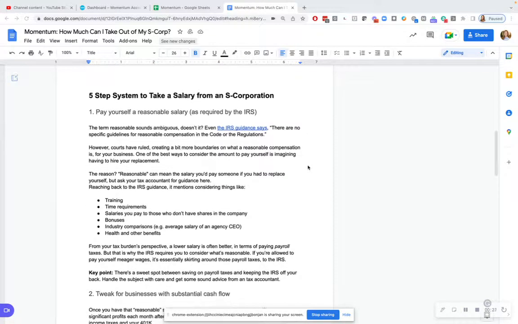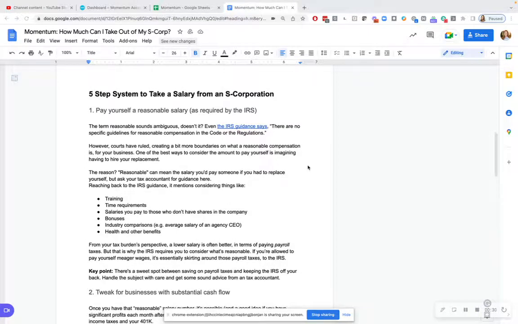form of distributions. So first and foremost, I'm sure you've heard this before, you have to pay yourself a reasonable salary as required by the IRS. Why do you have to pay yourself a reasonable salary? Well, when you take money out as a distribution, you do not pay payroll taxes on that. So payroll taxes are usually around 7.5% to 8% for employer and that same amount for employee. So you're looking at around 16% that you're paying in payroll taxes on the wages that you pay yourself through payroll.